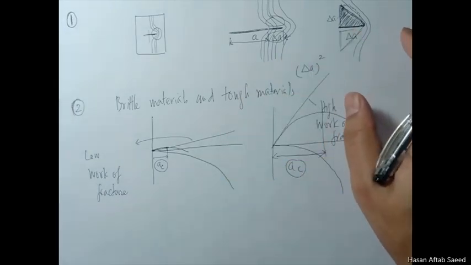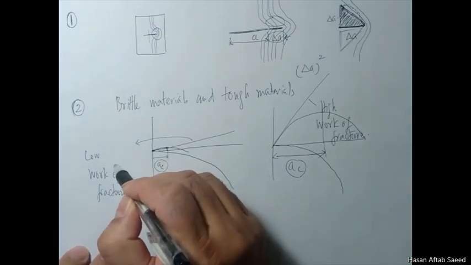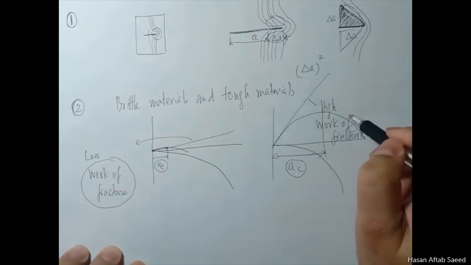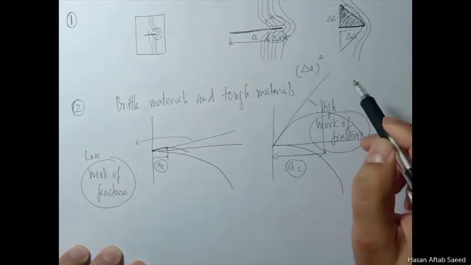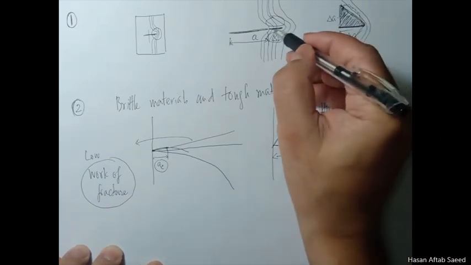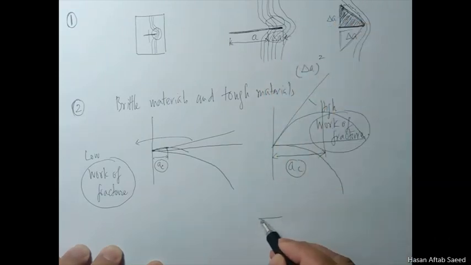Now, what makes a material have a lower work of fracture and another material to have a higher work of fracture? For this again we'll have to see the crack tip where the crack extends. Let's say this is the extension of the crack. This was the original crack.